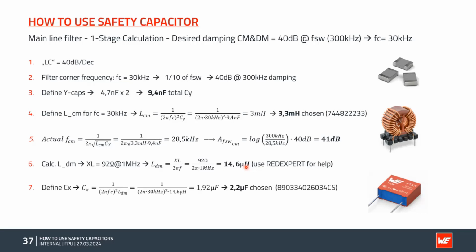With this stray inductance, we can calculate the X capacitor value, because we know our corner frequency and we know the impedance. So we have 2.2 microfarad as X capacitor. So we finally have the value. We also do a cross check with the 2.2, because the calculated value is 1.9. Still, we have enough attenuation. So with the chosen product, everything is good.